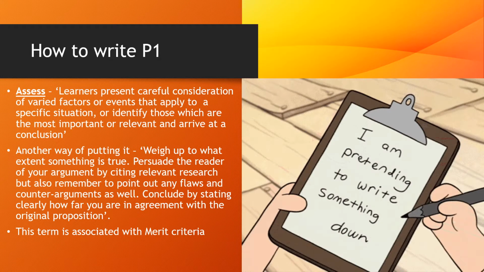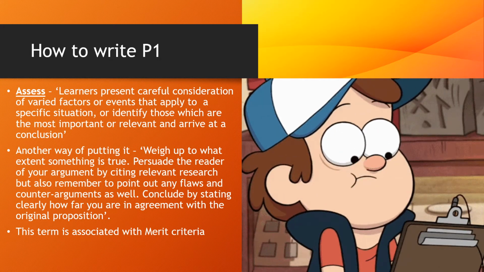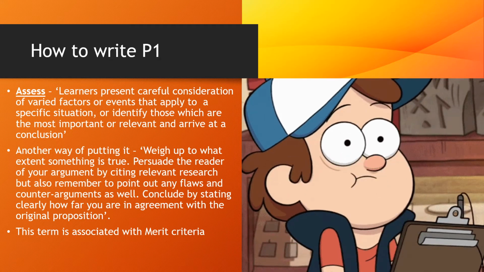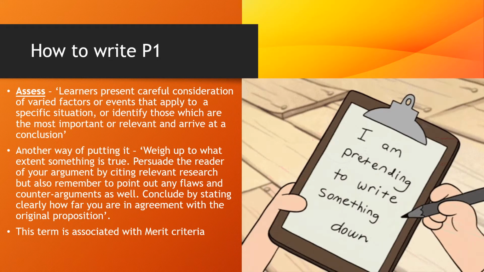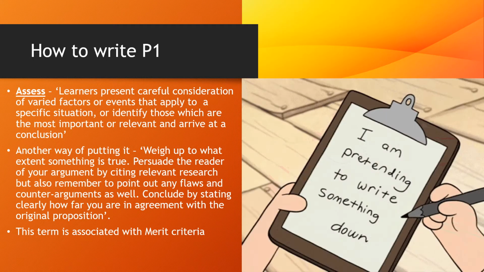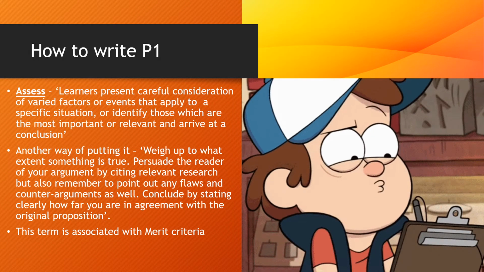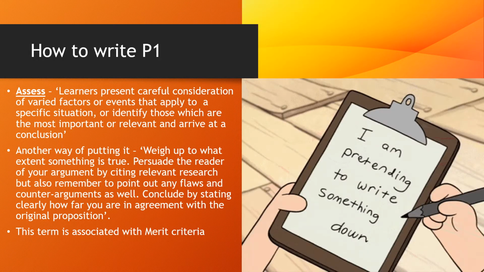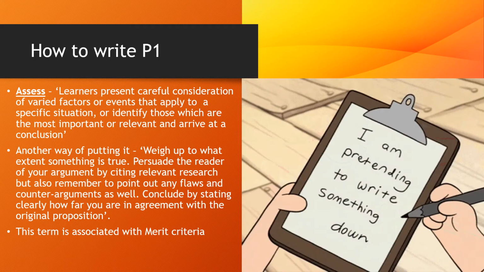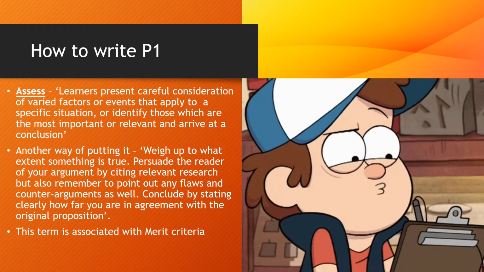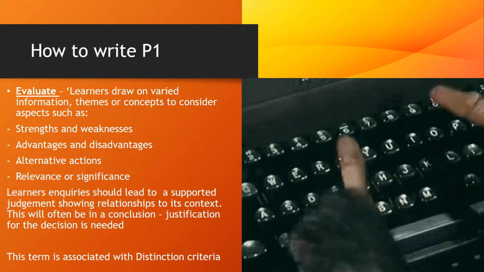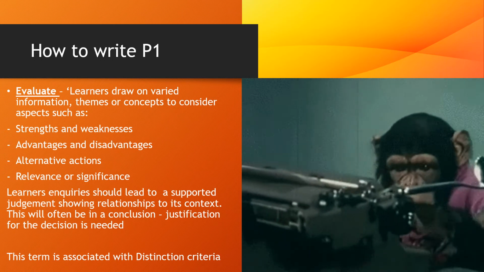Is it just this issue in isolation? So another way of putting it, as it says here, is weighing up the extent of whether something is true, persuading the reader that your argument is relevant. There are other things that support what you're saying. Here are the other factors that also have a role to play. And again, this is a big part of the merit, is you're effectively putting in more detail, more discussion to your points.